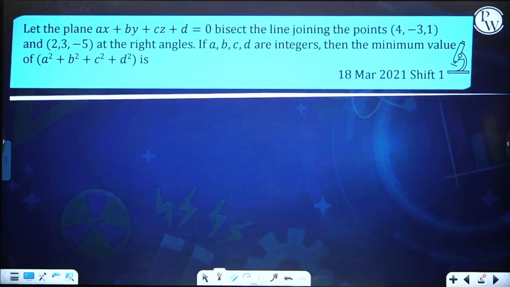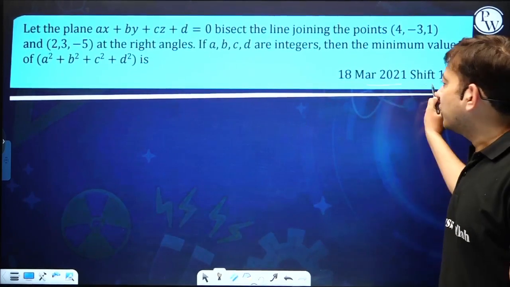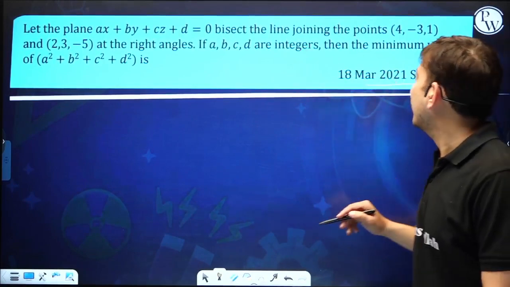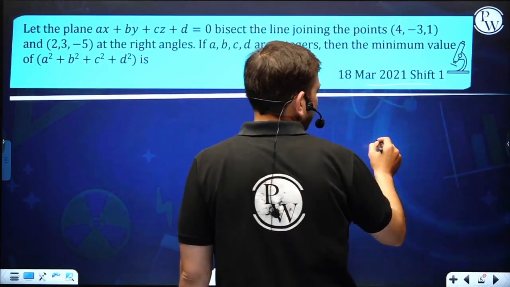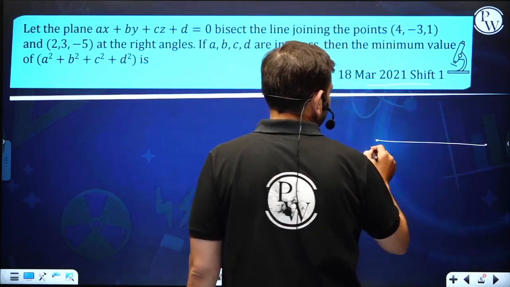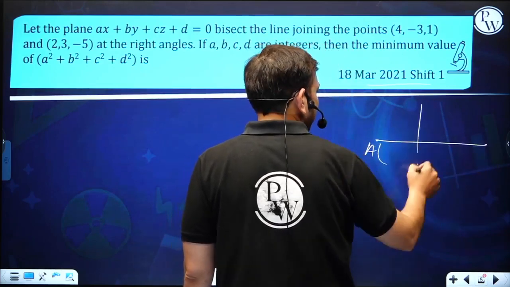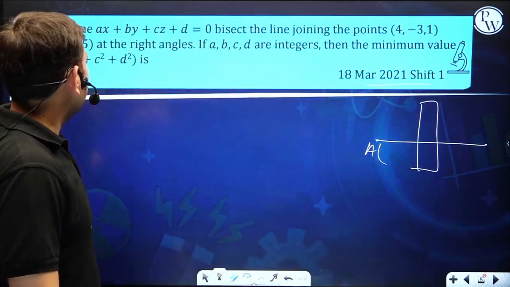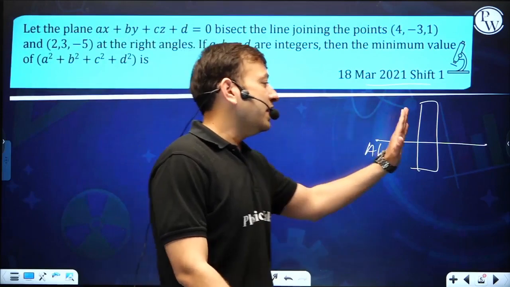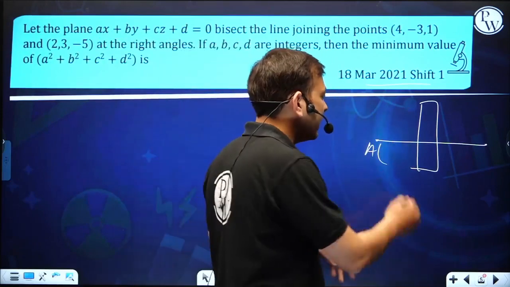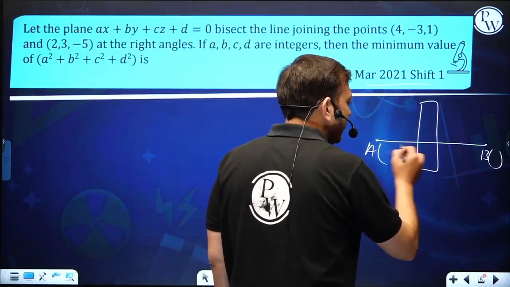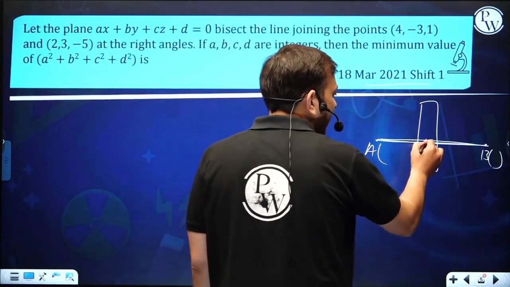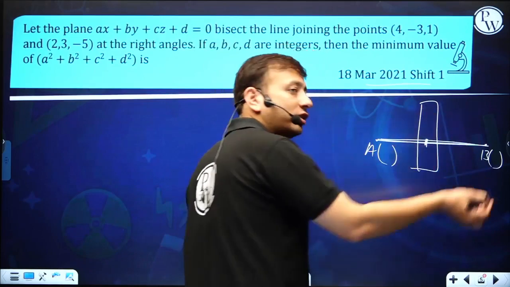Now, moving on. This also came in 2021. Let the plane bisect the line joining this point and this point. The student thinks there is nothing big in this. One plane is bisecting the line joining the points at right angle. So that means the plane will act as a perpendicular bisector for the line. So this line AB will be the normal direction ratios, and the midpoint of A and B will lie on the plane.